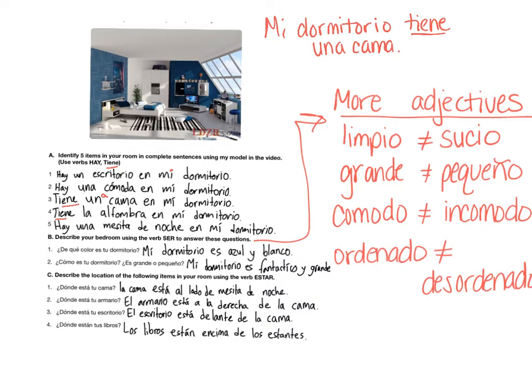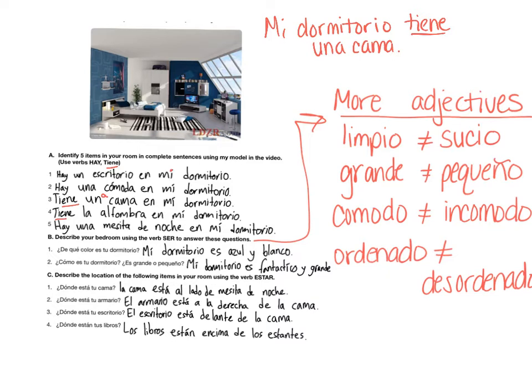For example, we have limpio y sucio. Limpio is clean, sucio is its opposite, dirty. Cómodo y incómodo, comfortable and uncomfortable. Ordenado y desordenado, organized and disorganized.